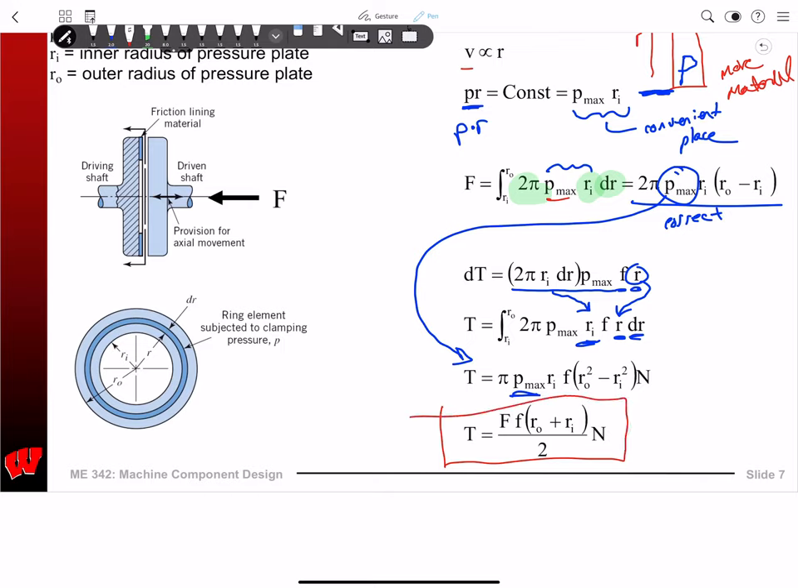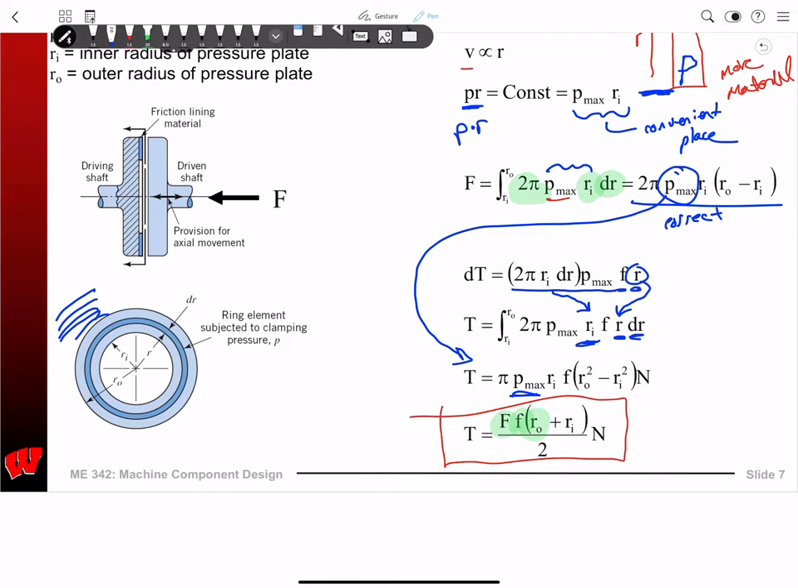Okay, so torque. I'm going to do these in green just because I feel like changing colors. I increase my force. Does that increase my torque? Yeah, that makes sense. I increase my coefficient of friction. Does that increase my torque? Of course, that makes sense too. I increase my outer radius. What am I effectively doing there? I'm making my clutch bigger. Yeah, I increase my force.